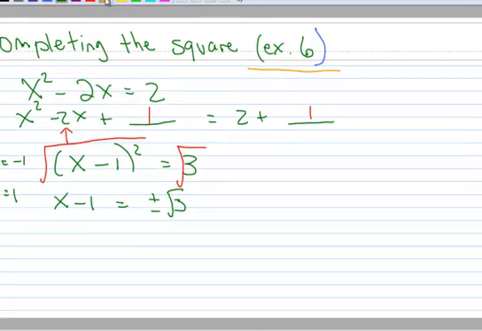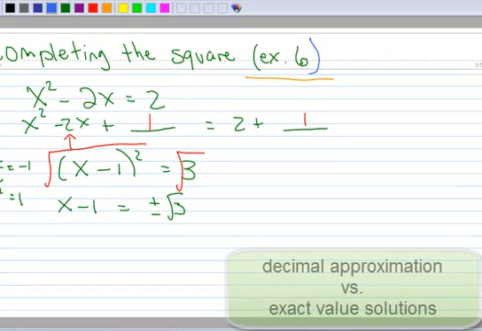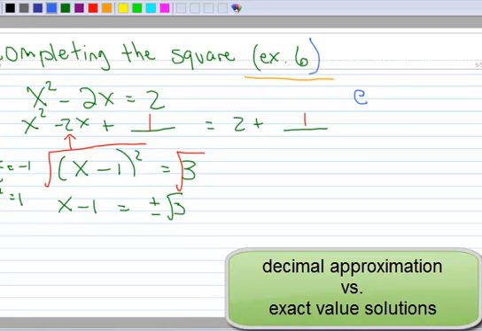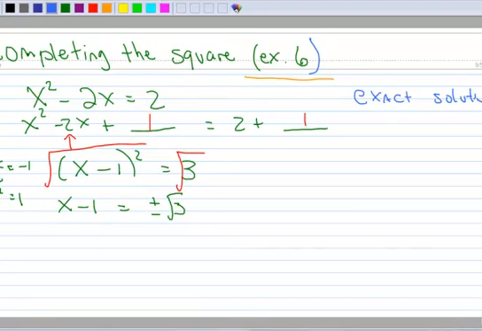And now is a really good time to talk about the difference between an exact solution, or an approximate or decimal approximation solution. Okay, let's do the exact solution first. So let's pick up from here.